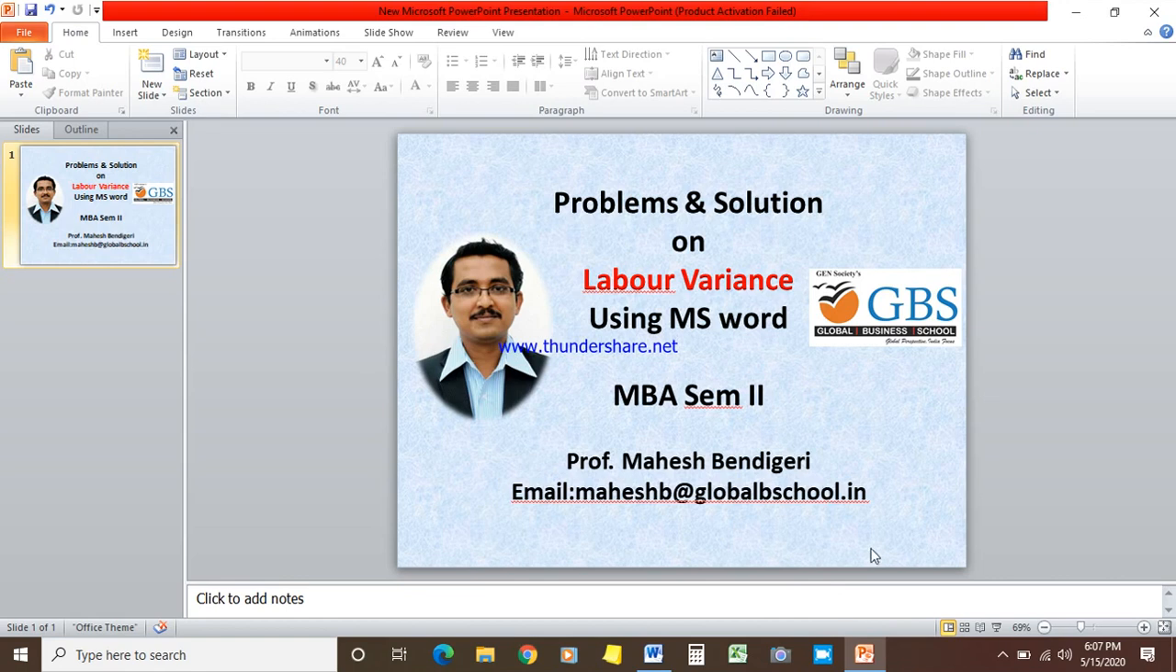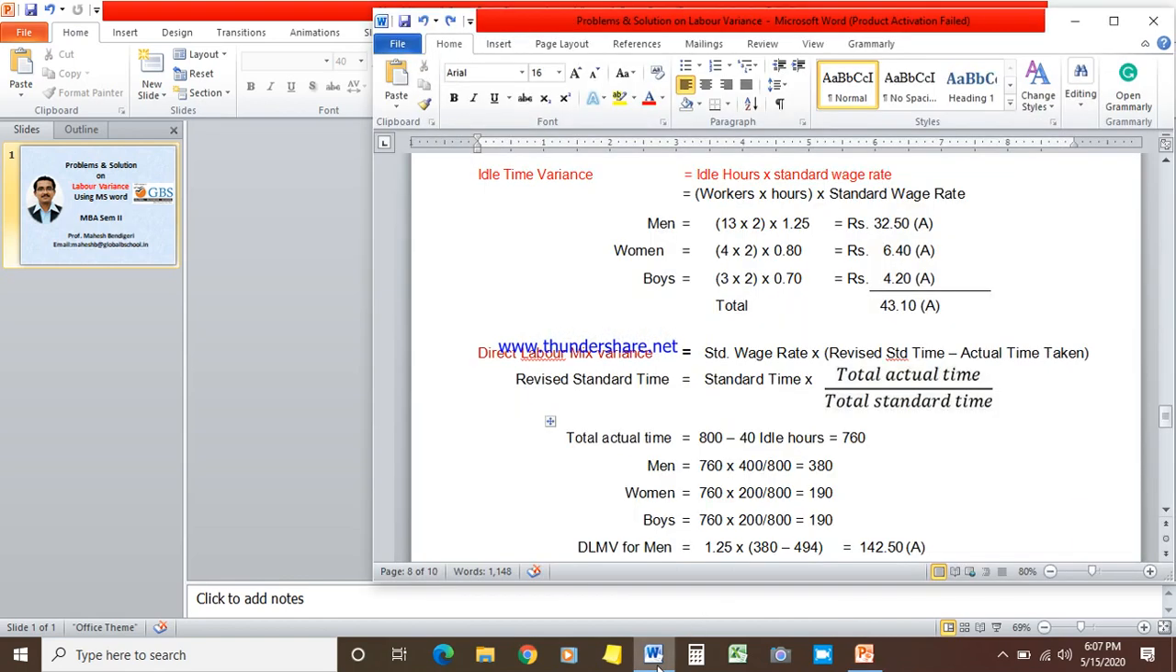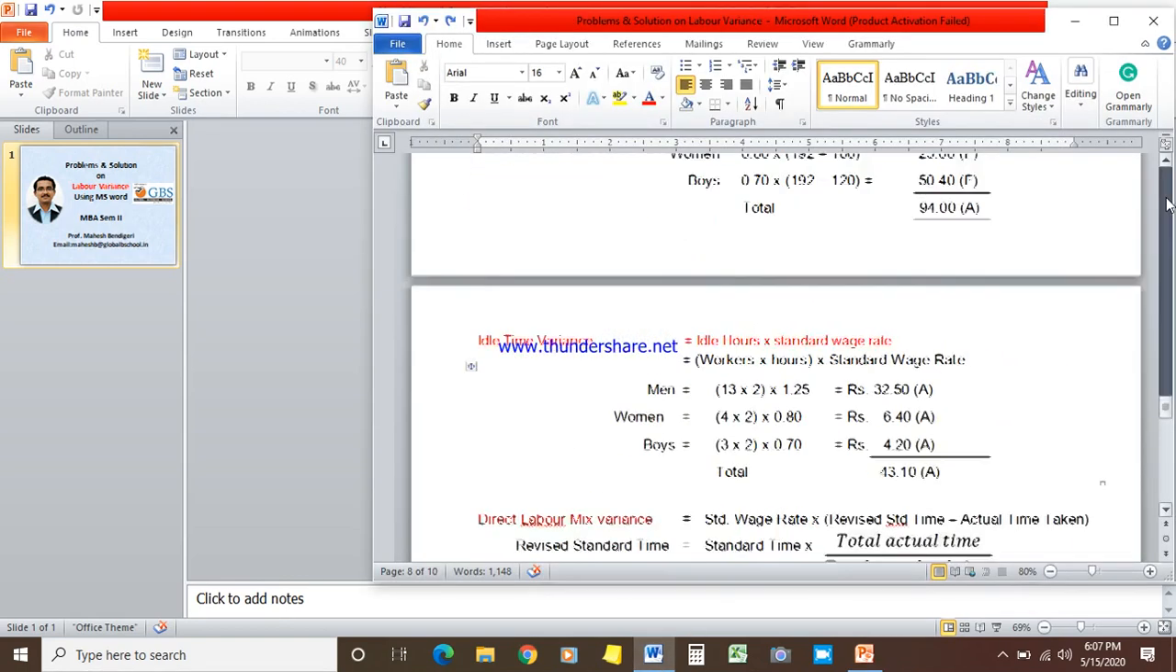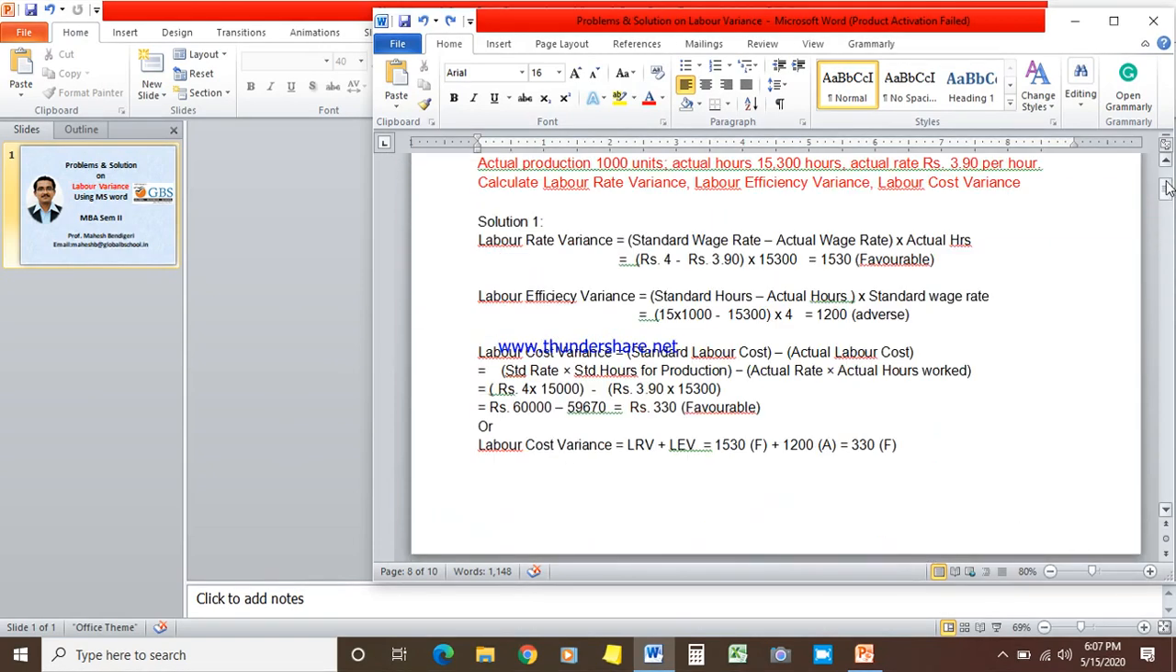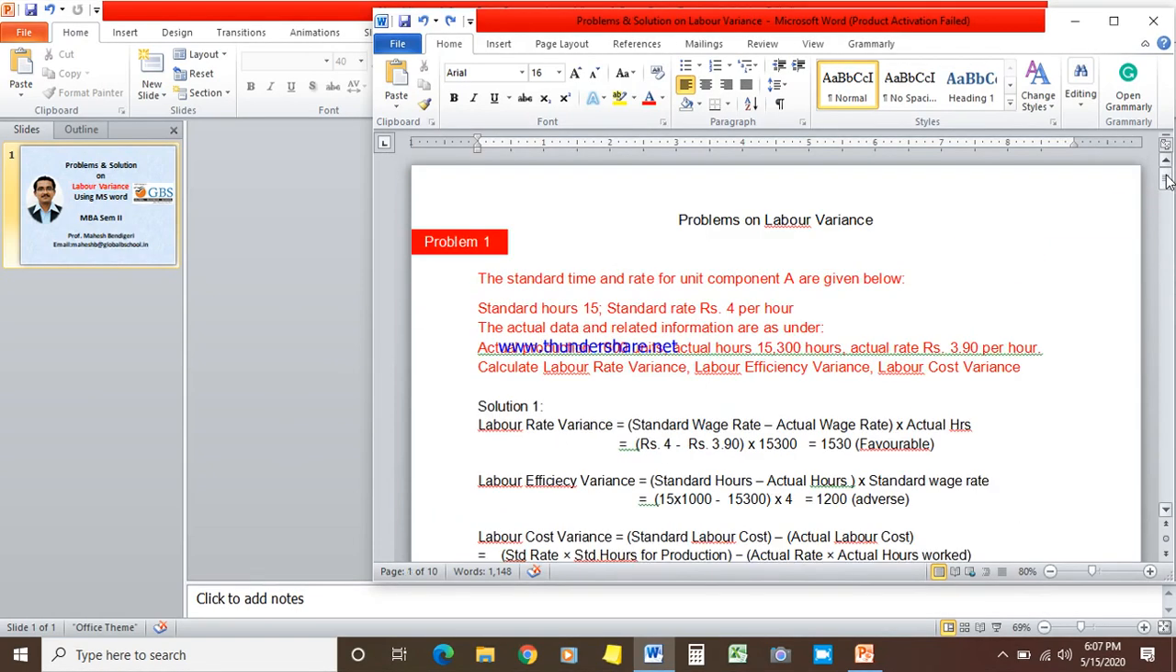Labor variance. So we are going to solve these problems using MS Word. So these are the set of problems. Along with the problems, I'm going to explain the solutions, how to solve the labor variance questions.